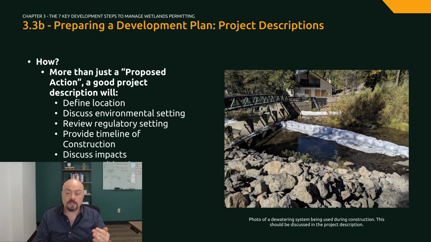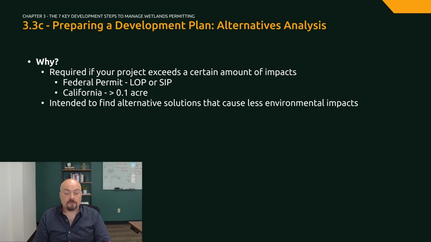They need to clearly define the location, discuss existing environmental conditions of the property, review all applicable regulations, provide a timeline for construction, discuss your project impacts, and finally propose mitigation measures that avoid or mitigate these impacts. The next document that we are covering is the alternatives analysis.